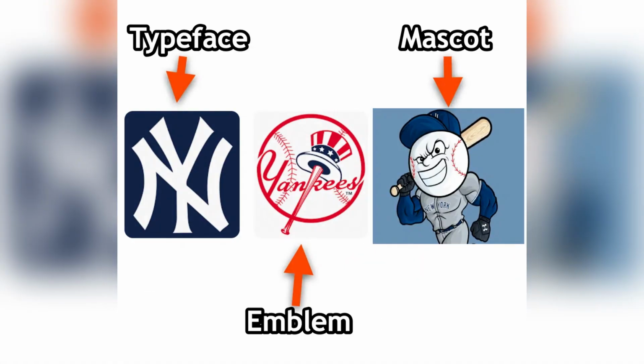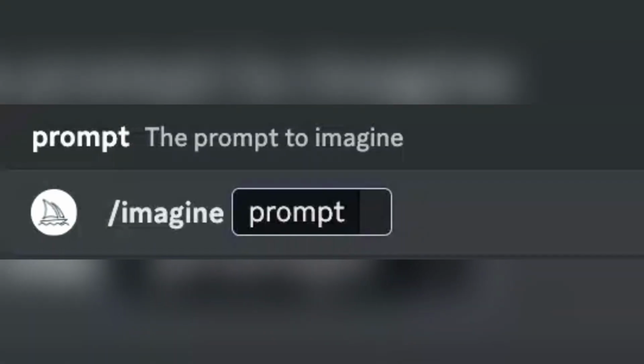Before you start prompting, decide what type of logo you want. You can choose between lettermark logos, mascot logos, or emblem logos. Minimalistic mascots and emblems usually give the best results. Typeface logos can work if you only have one letter, but longer names might look messy.